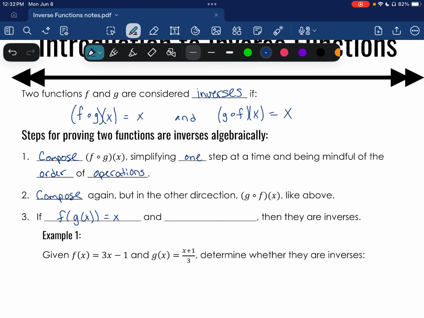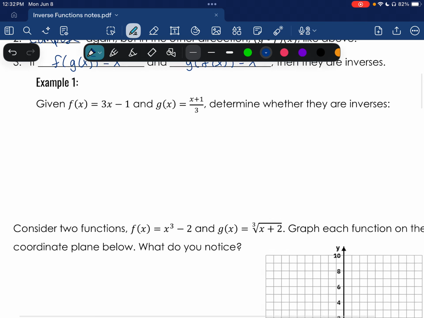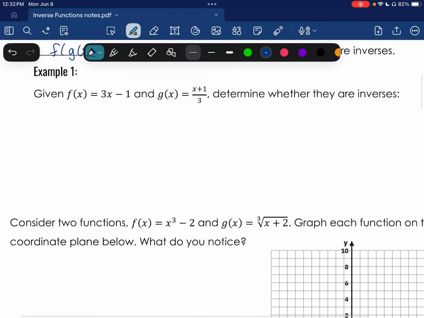Alright, the reason I'm starting with this is because this here is the definition of what an inverse is, right? That when you compose them together, everything cancels out and we're left with x. So since we have to compose in both directions, I always split my workspace into two. And first, we're going to do f of g of x.